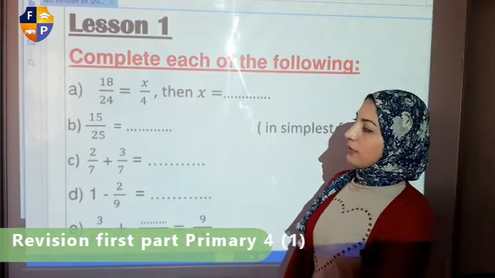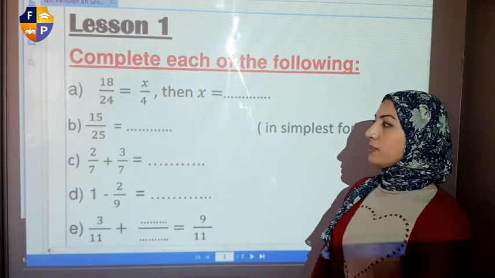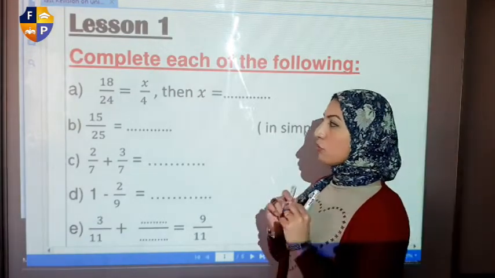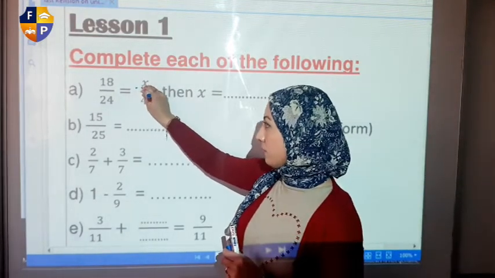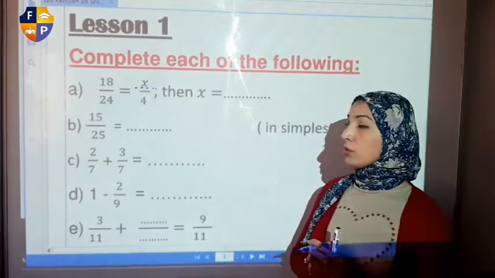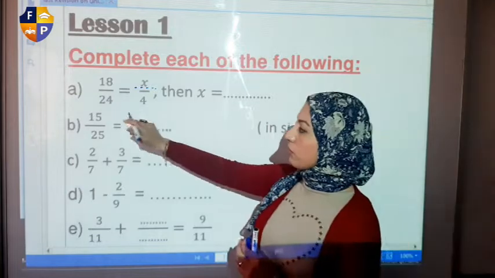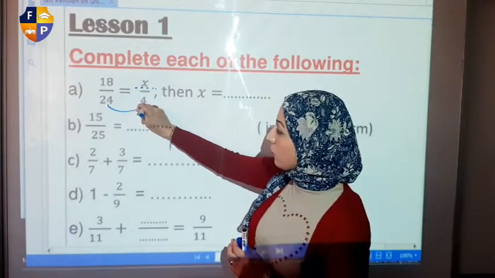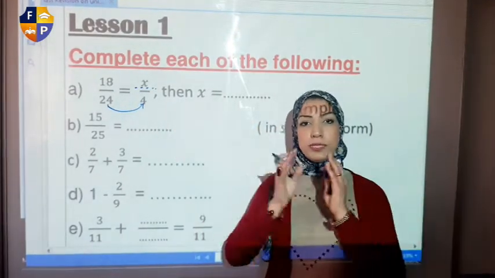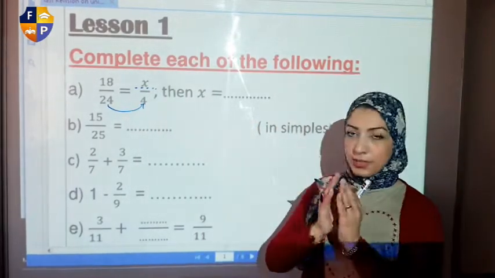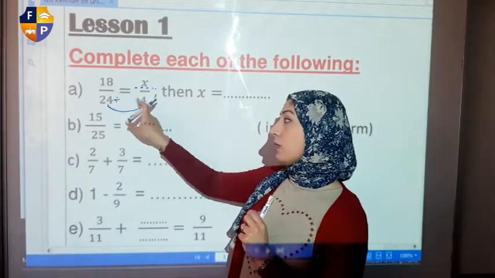The first one, 18 over 24 equals x over 4. Then x equals. Here we want to find the value of x. So x is a missing part. Here we start from the numerator or the denominator? For sure, we start from the denominator. Here 24 becomes 4. So 24 increases or decreases? For sure 24 decreases. So we will write divided. 24 divided by what equals 4?